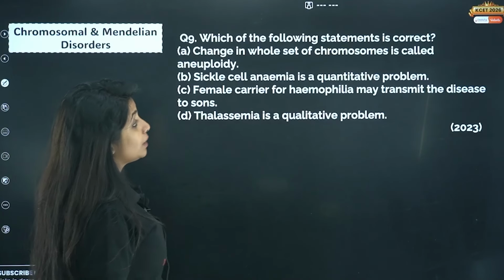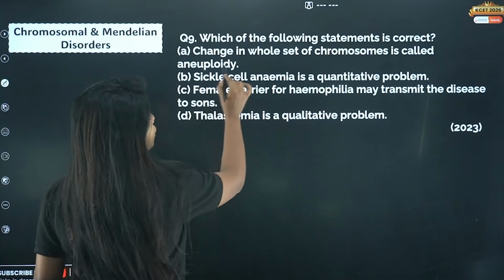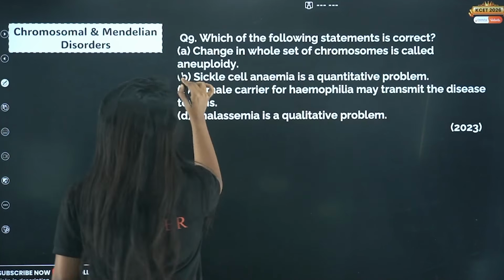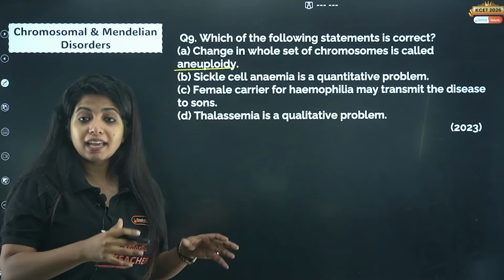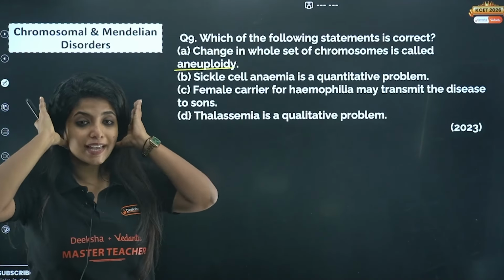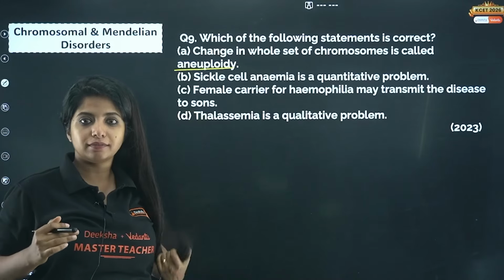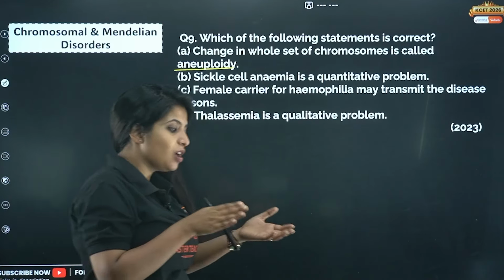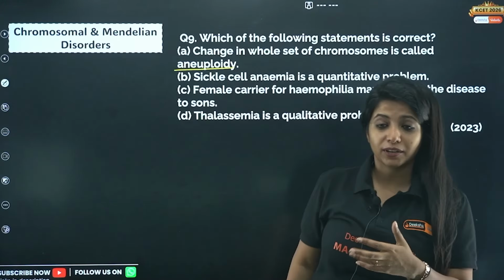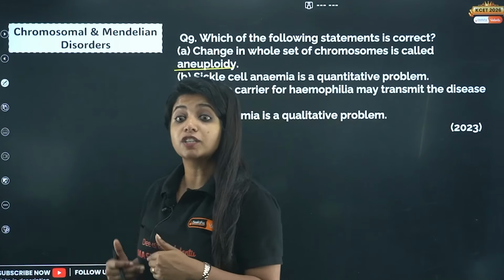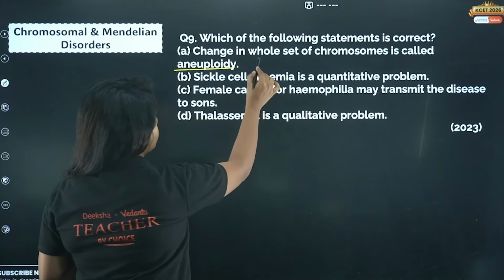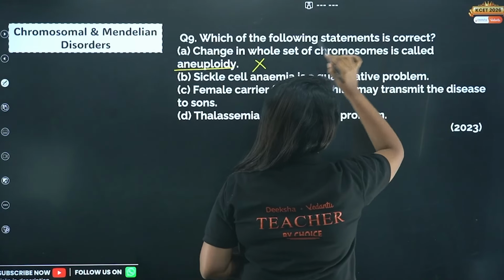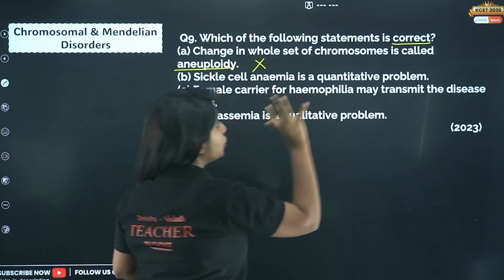Which of the following statement is correct? Change in whole set of chromosome is called aneuploidy. Do you say the change in whole set of chromosome is aneuploidy? No, my dear children. One loss of chromosome, gain of chromosome, that is known as aneuploidy. Change in the whole set of chromosome, that is polyploidy. So this is wrong. You have to tell what is correct. And whenever you're solving questions like this, underline what you're searching for.